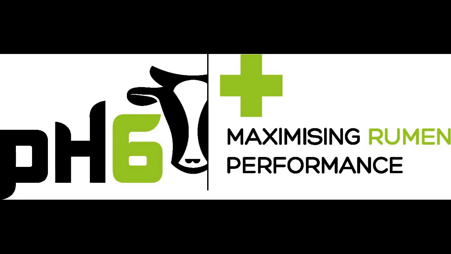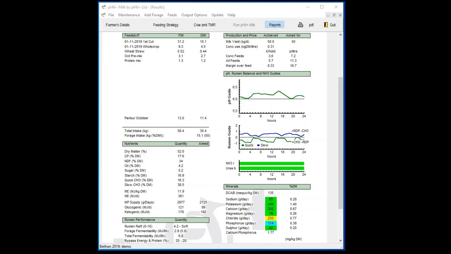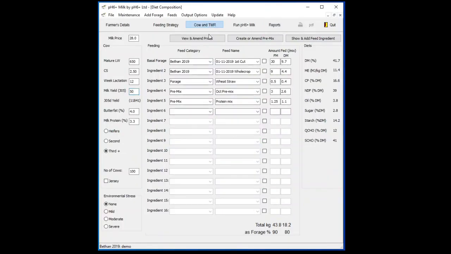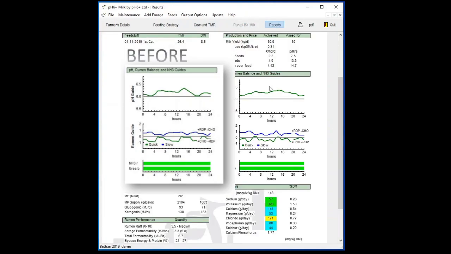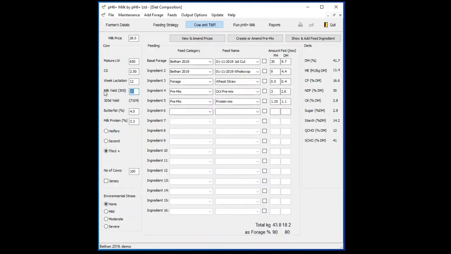In order to best read the report, for this example, we should start by looking at the graph. First, we need to check if the rumen pH is okay. The pH should be above 6, which it is in this case. But for the purpose of this tutorial, we're going to show how the pH increases when we change the milk yield. For that, we're going back to cow and TMR. If we change the milk yield to 30, then run the simulator again, you can see how the pH has increased. But to continue with this example, we'll set our milk yield back to 50.